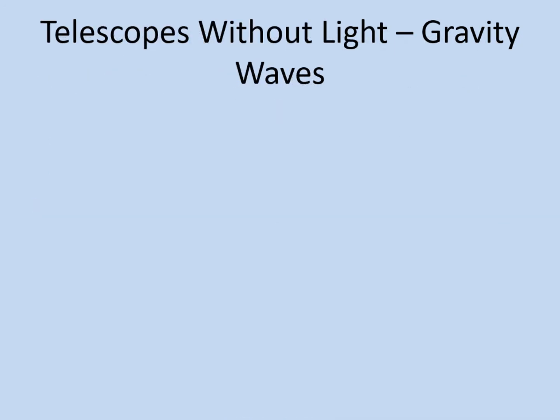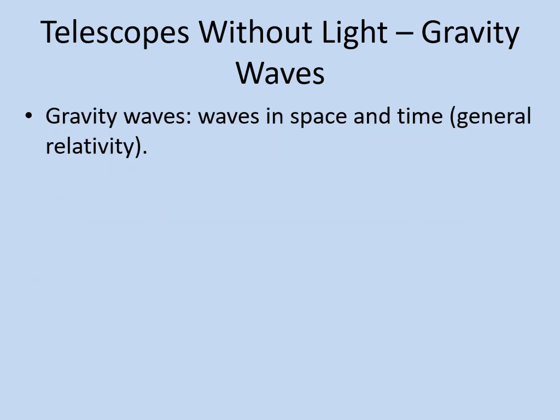The last kind of lightless telescope observes gravity waves. A gravity wave is a wave in space and time, making distances oscillate between stationary objects. The first gravity waves were only recently detected. It's hoped that in the next few years many more will be found.